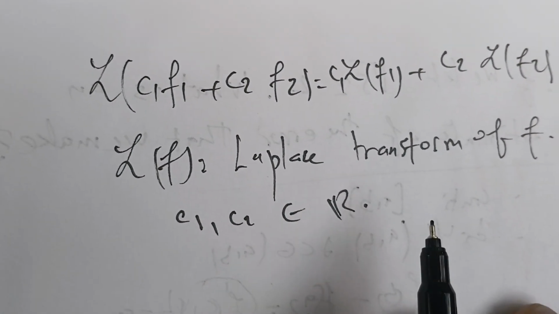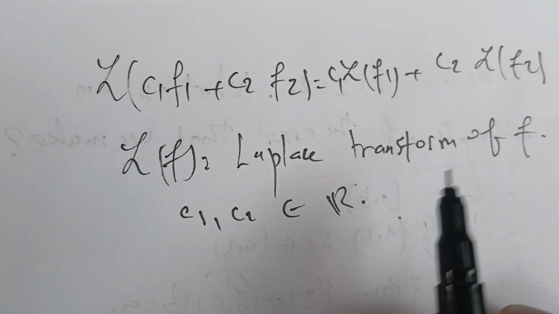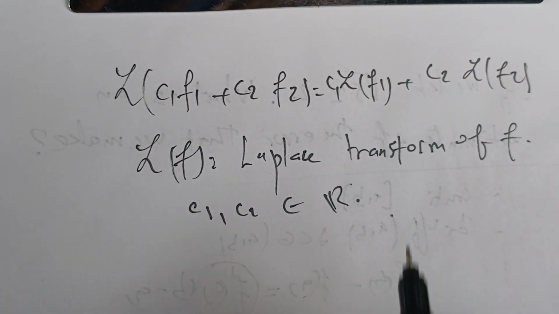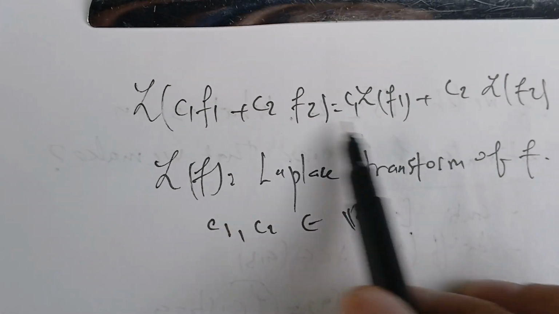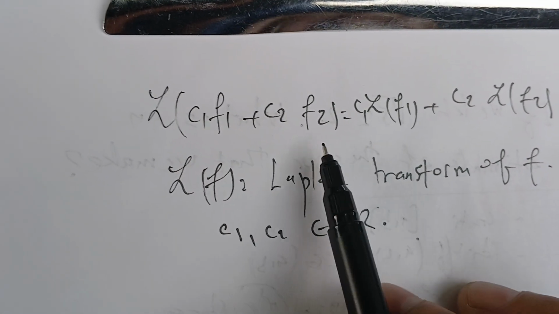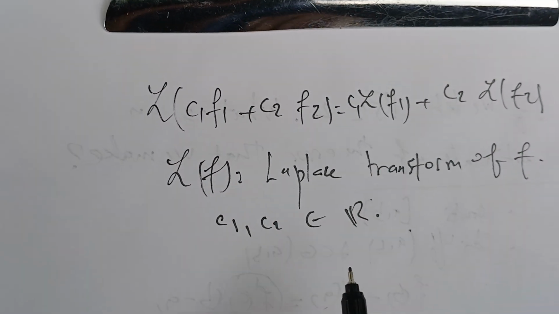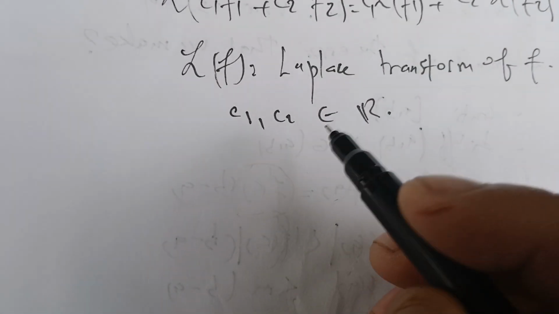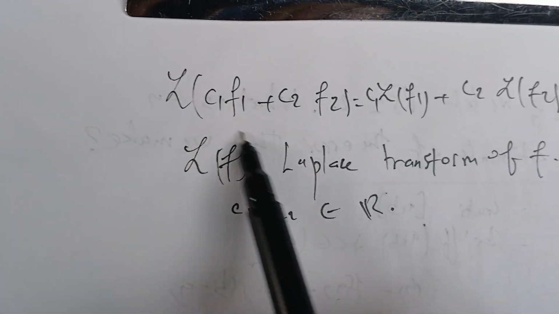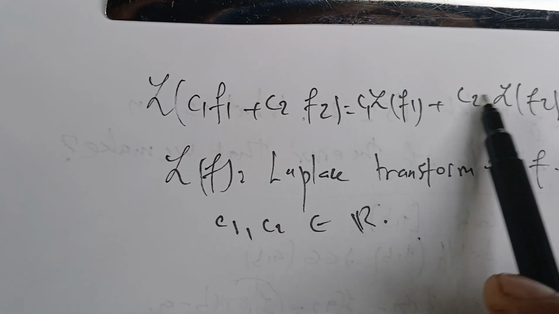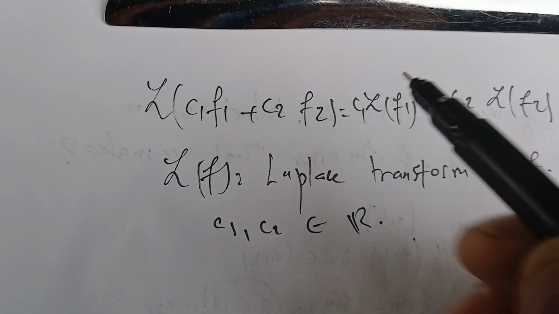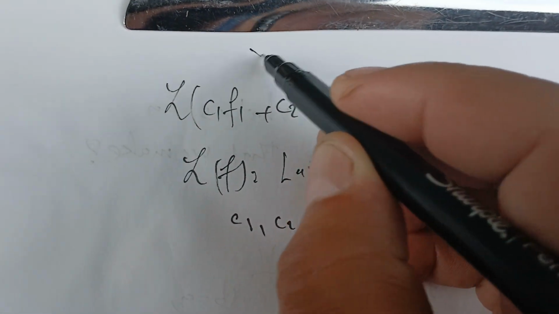Now we're going to prove one of the fundamental properties of the Laplace transform operator. So we assume that we have two functions, f1 and f2, and we assume that their Laplace transforms exist. In this case, we want to prove that the Laplace transform of their combination is the combination of the Laplace transforms. We will need this when we have differential equations like this.